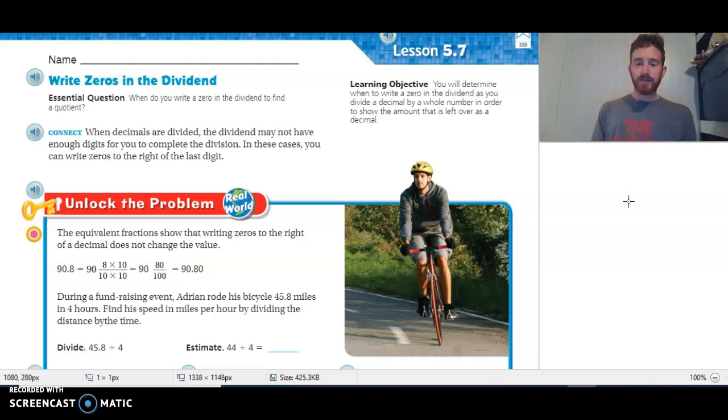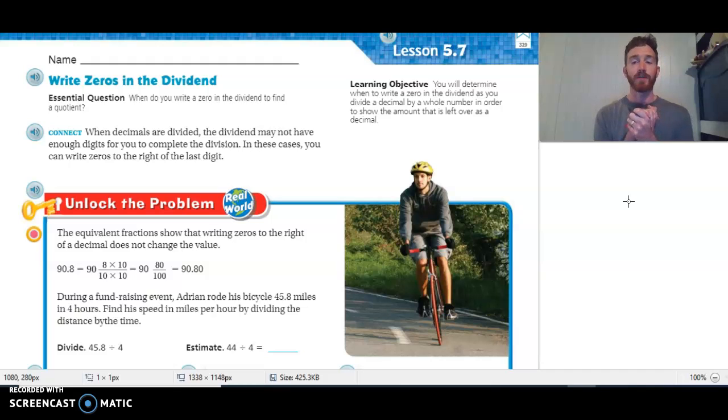Thanks again to all of you that completed this stuff last week, turning some things in and working hard on dividing decimals. This is our last lesson we're going to cover in dividing decimals, and this is really a great one because it's going to help us put together the skills we've been working on and have a power within us to solve the tough problems and know how to continue solving these problems. The title of this lesson is Write Zeros in the Dividend.